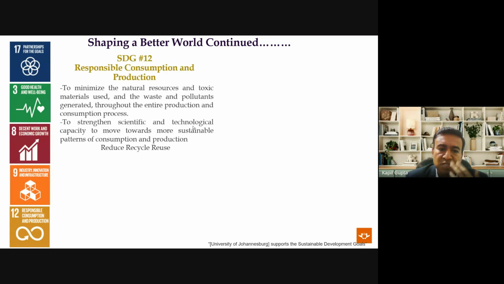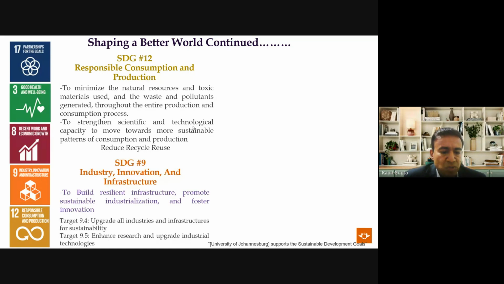Goal number 12, responsible production and consumption. The aspect defined there is to minimize the natural resources and toxic material use and the waste and pollutants generated throughout the entire production and consumption process. And there are certain inherent targets mentioned.